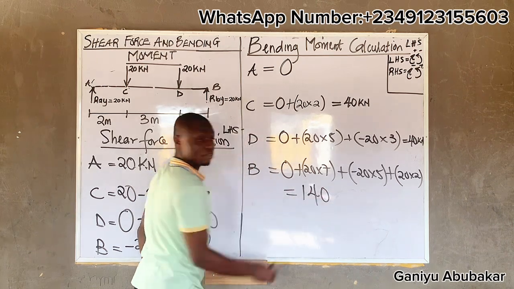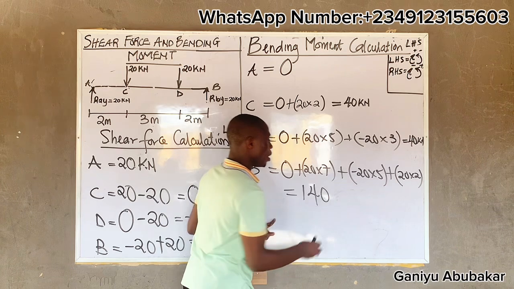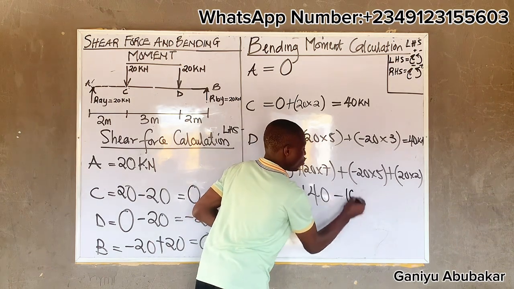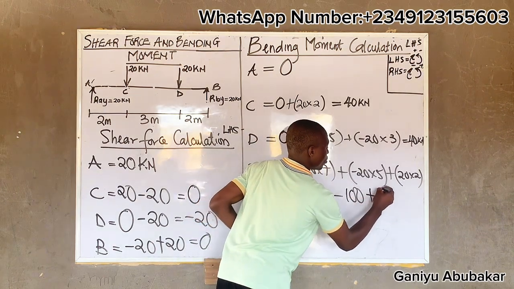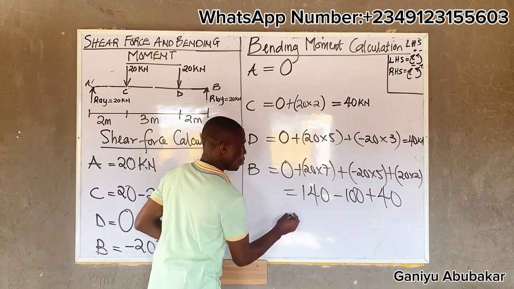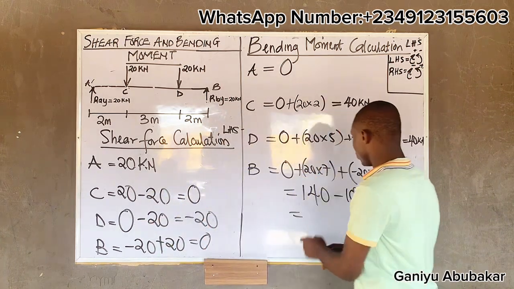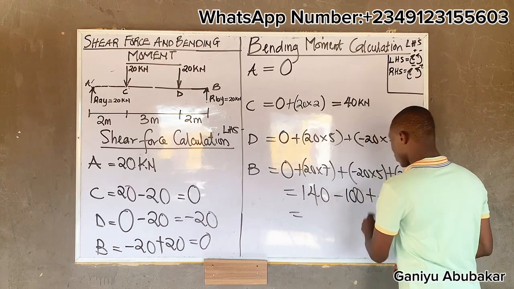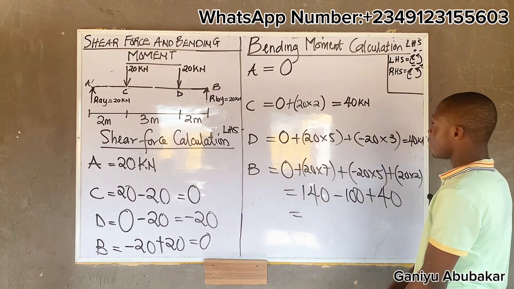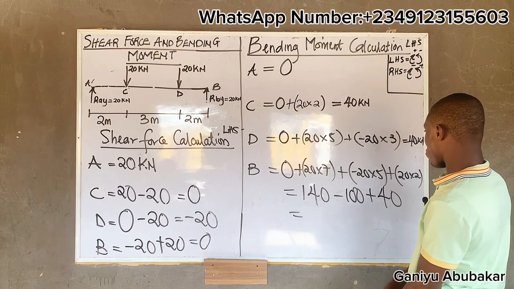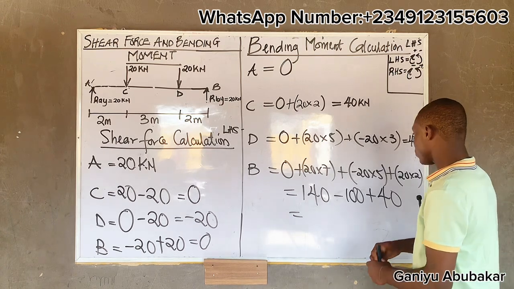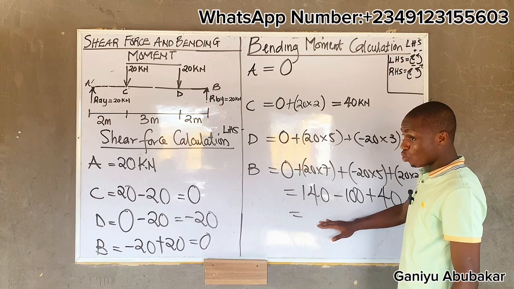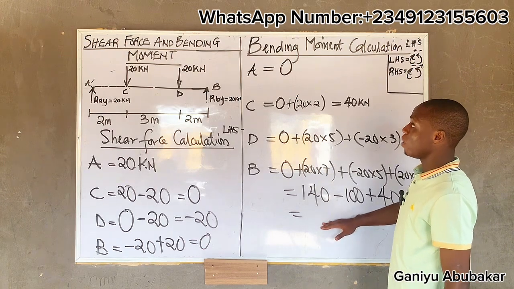140, Abi. Minus 100 plus what? 40, Abi. What's my answer there? Hold on. 140 is what? 40. No, there's a mistake somewhere. This is just 45. I'm to have 0 as my answer. Hold on.